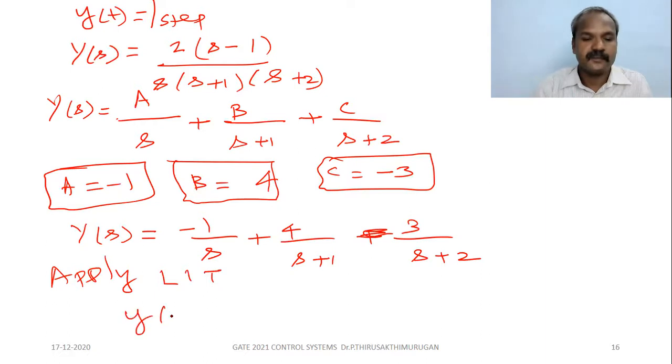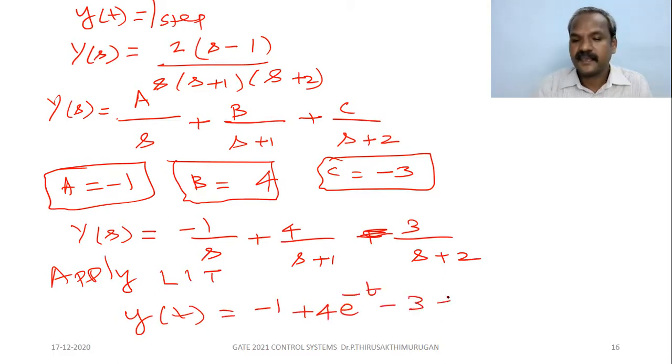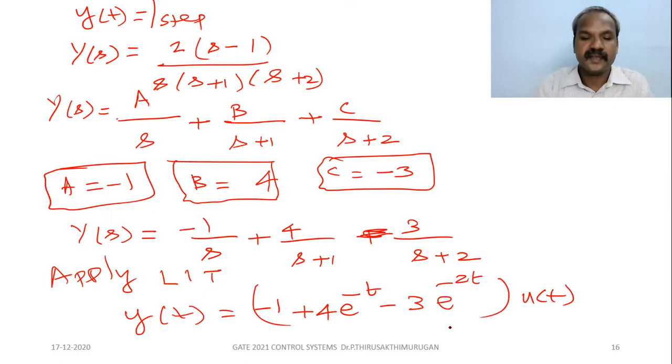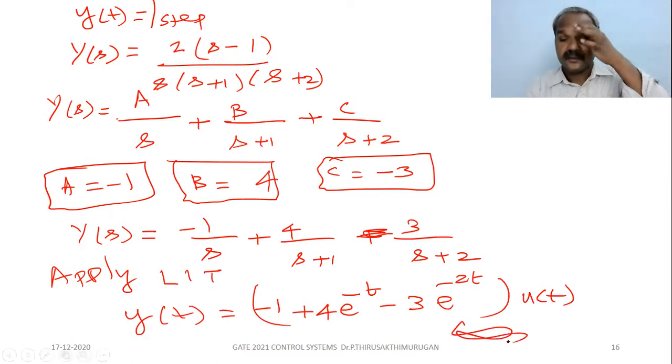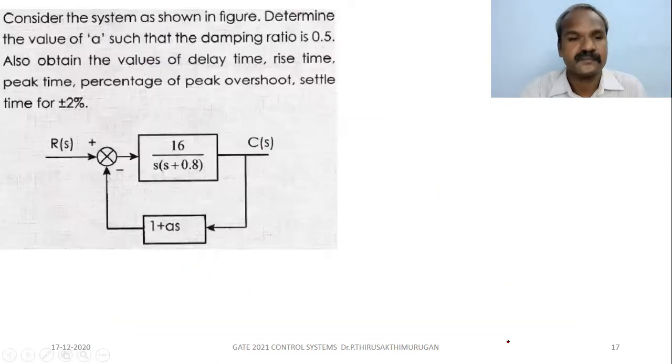So y of t becomes minus 1 plus 4 e power minus t minus 3 e power minus 2t into u of t. So this is the step response of the system, control system here.